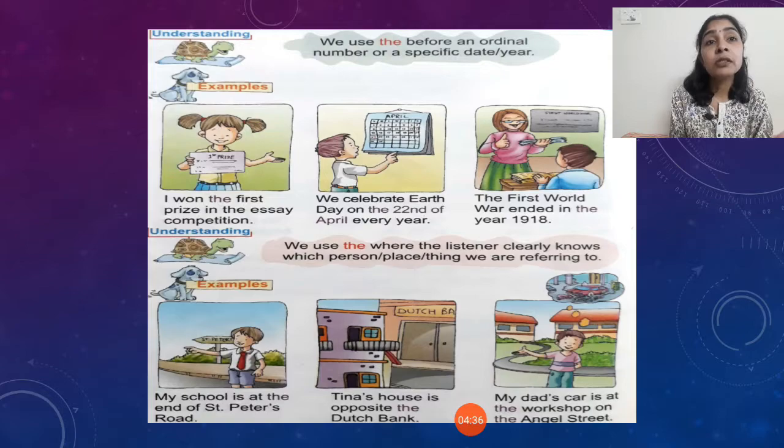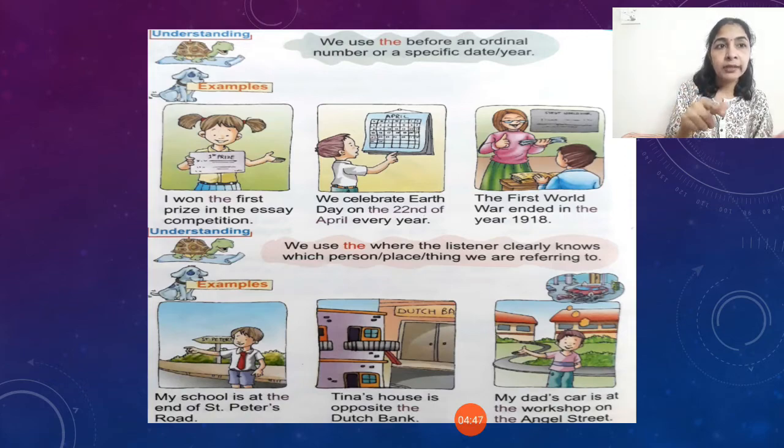Next, we use "the" before an ordinal number. Ordinal numbers are like first, second, third, fourth. These are the ordinal numbers; the others are cardinal. So with ordinal numbers, like we used in the previous slide also, the 30th of May. When we are not saying 30, we are saying 30th, so there we are using "the".